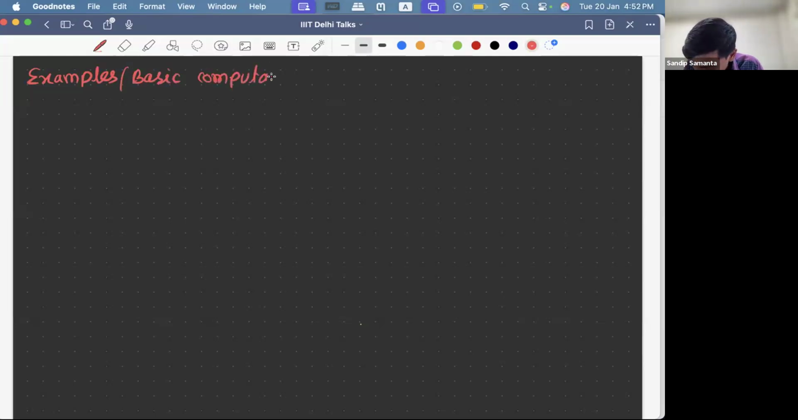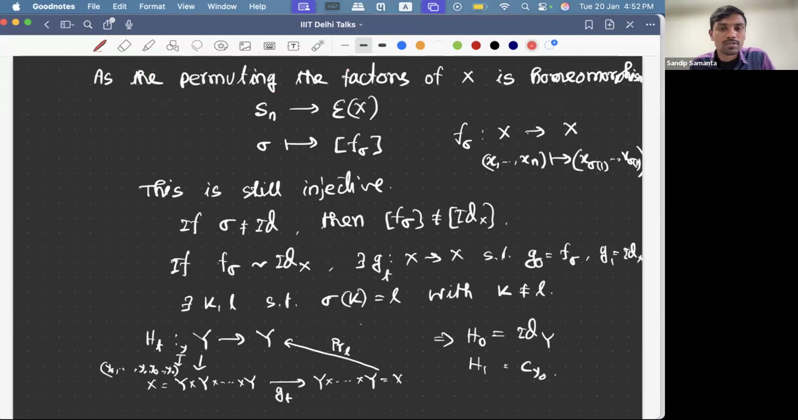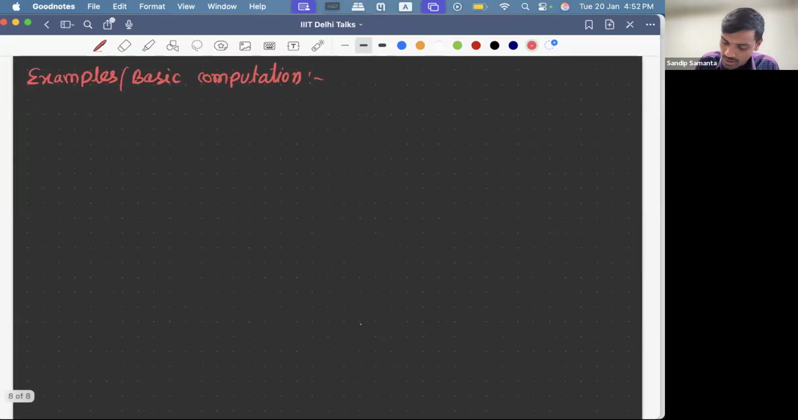Okay, so the first example I start with, or let's say a basic computation. So just so the previous thing is clear, is there any confusion here? Okay, then we go to the example.